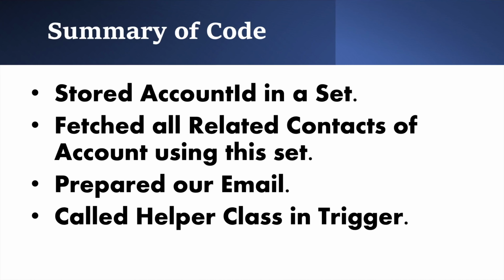Let's sum up what we did today. In the first step, we stored the ID of the account whose type field value has changed in a set. In the second step, we fetched all related contacts of the account using this set because we need to send email to related contacts. In the third step, we prepared our email and used the send email method to send it. We prepared all these things in our helper class. So in the last step, we used our helper class in our trigger.